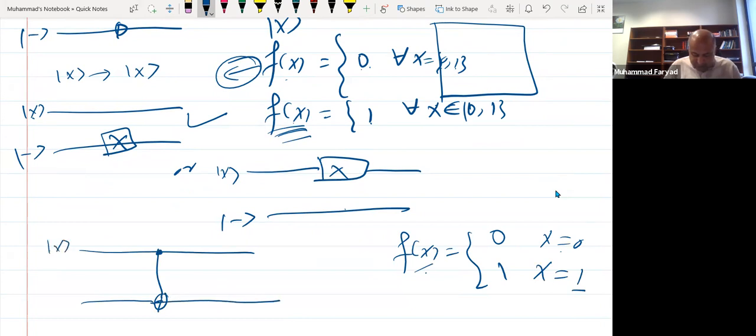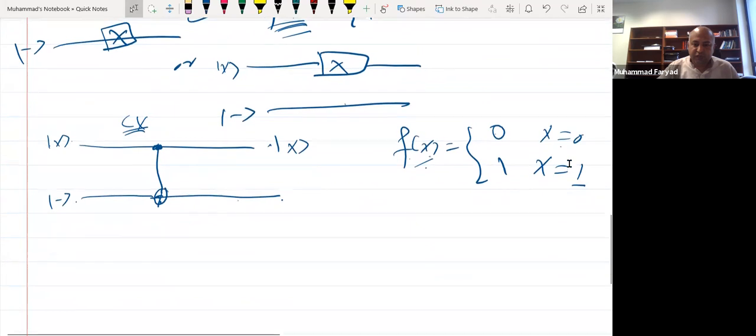Because when x is 0, this x gate will not work. When x is 1, this gate will work, and I will get a flip here, which can be considered to be present with this state. So this single C naught, Cx gate implements this function f of x equal to 0 for x equals 0 and f of x equal to 1 for x equals 1.